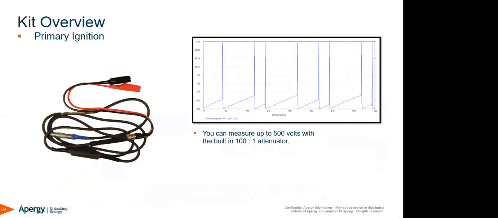Primary ignition here. Primary ignition pickups are used to capture and accurately measure primary ignition voltage when access is readily available. Something to note is that due to the design of most of the newer engine packages, this is not always accessible. You can measure up to 500 volts with the built-in 100 to 1 attenuator.